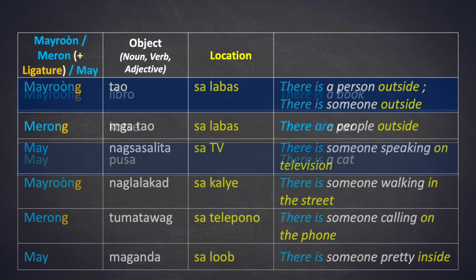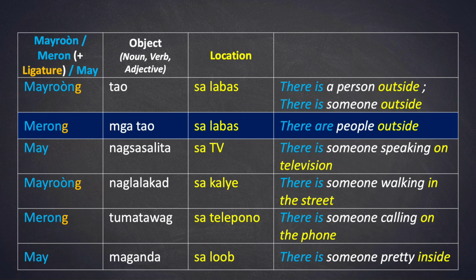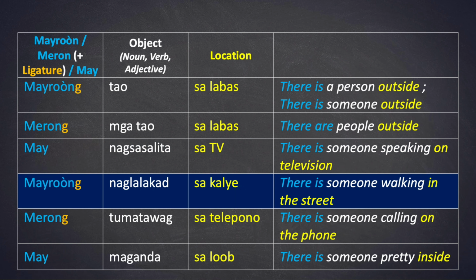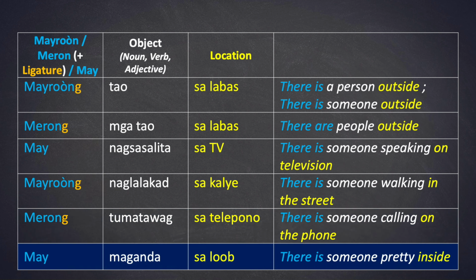Let's have some more. Mayroong tao sa labas. There is a person outside or there is someone outside. Merong mga tao sa labas. There are people outside. May nagsasalita sa TV. There is someone speaking on television. Mayroong naglalakad sa kalye. There is someone walking in the street. Merong tumatawag sa telepono. There is someone calling on the phone. May maganda sa loob. There is someone pretty inside.